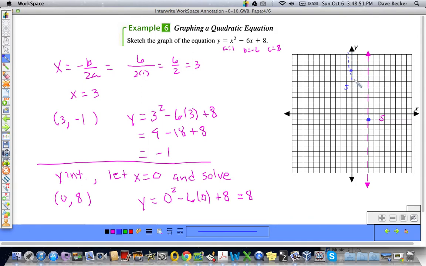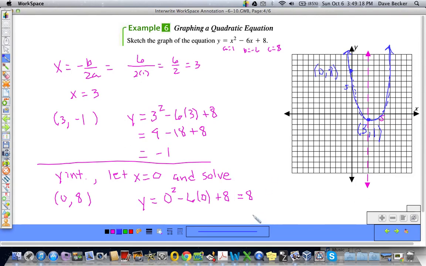So now I'm going to try and sketch this parabola. I always like to do sort of a dotted line here in case I mess up. Maybe I can make it a little better. So my parabola is going to look something like this. And now I'm just going to plow through there. Sorry about the mess. Remember, my vertex was 3, -1. And my y-intercept here is 0, 8.